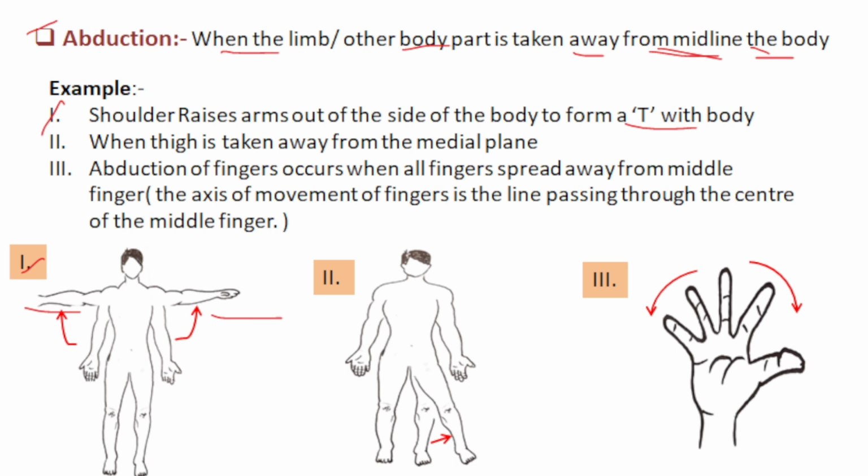Then the second example, when the thigh is taken away from the medial plane. You see in the second picture that the legs are away from the midline of the body. So it is an example of abduction. Then the third example, abduction of the fingers occurs when all the fingers are spread away from the middle finger. You see in the third picture that all of the fingers are spread away from the middle finger. So this is also an example of abduction. The axis of the movement of the fingers is the line passing through the center of the middle finger.